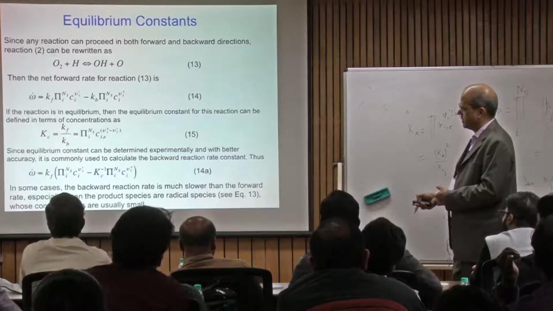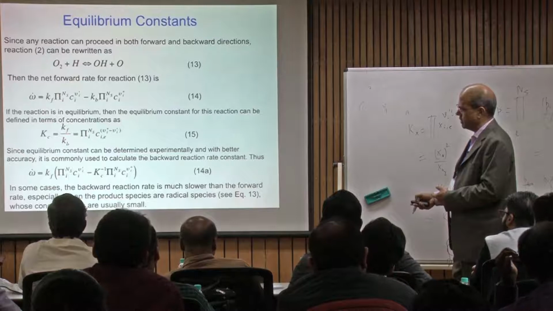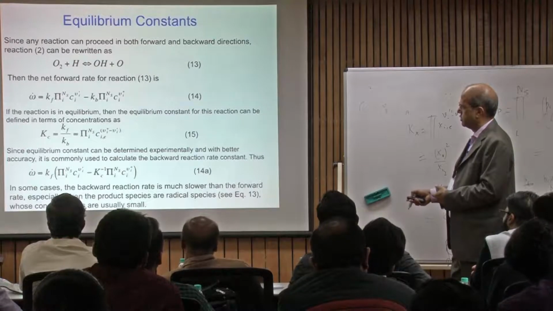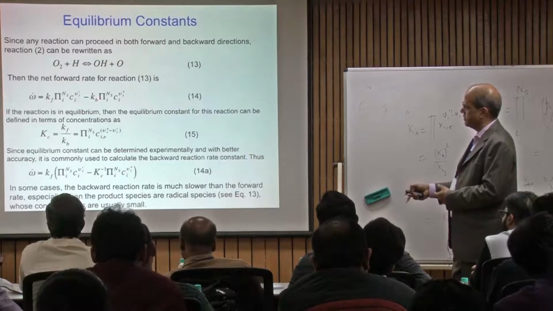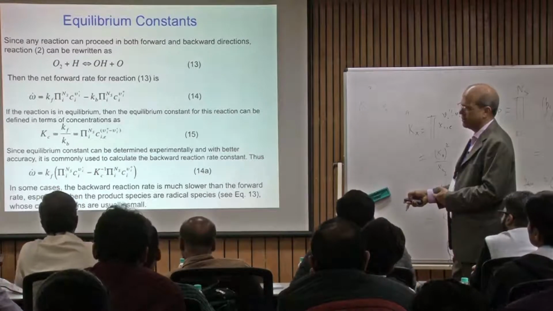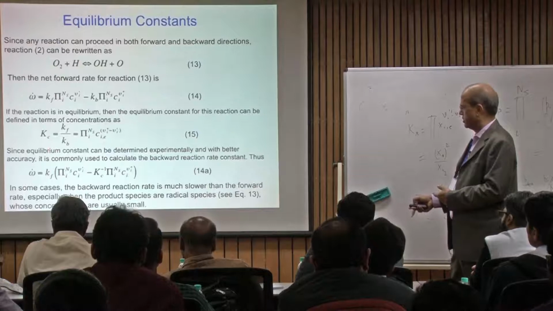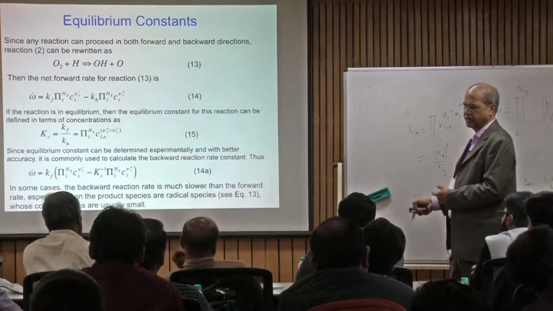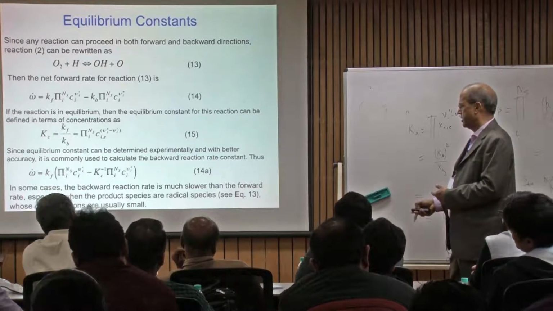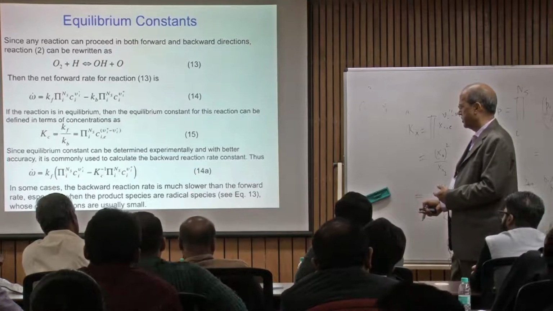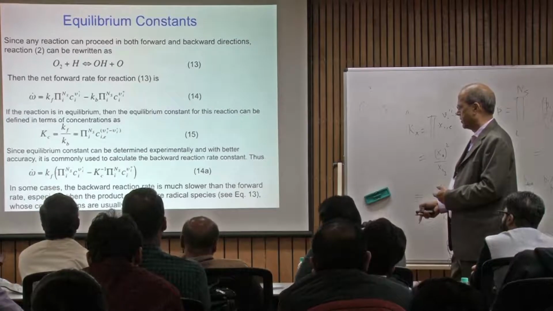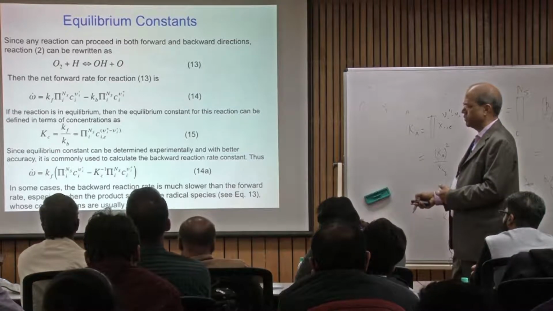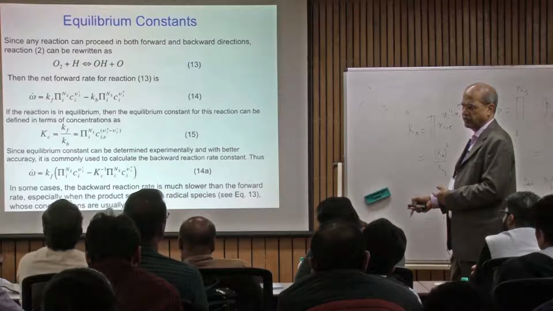So what does that mean? Then we don't need to determine both Kf and Kb. We can write Kb in terms of Kf and Kc. Okay. So in this reaction rate equation, we can replace this Kb by Kc. So now we need to only determine Kf for this reaction, not both Kf and Kb. And the idea is that the backward reaction is much lower than the forward rate. But this is a separate thing. Okay. The idea is that it's easier to determine Kc compared to Kb. Okay. So that's why you use this.